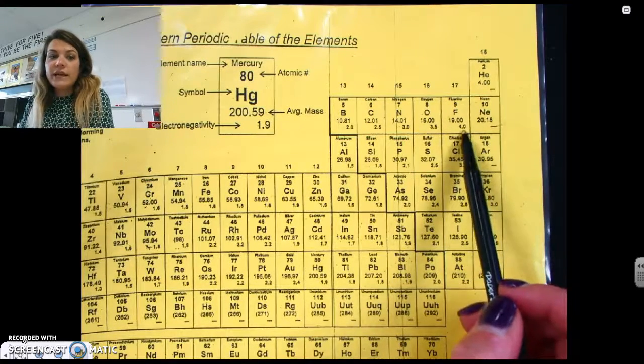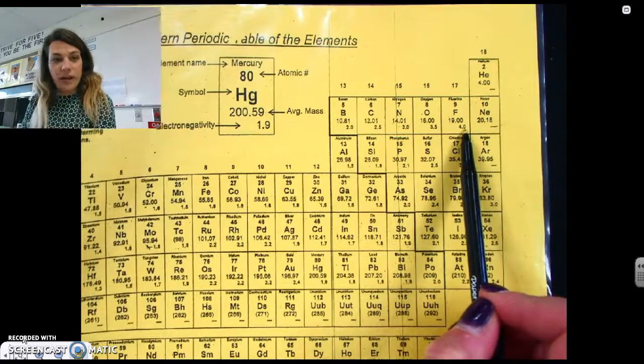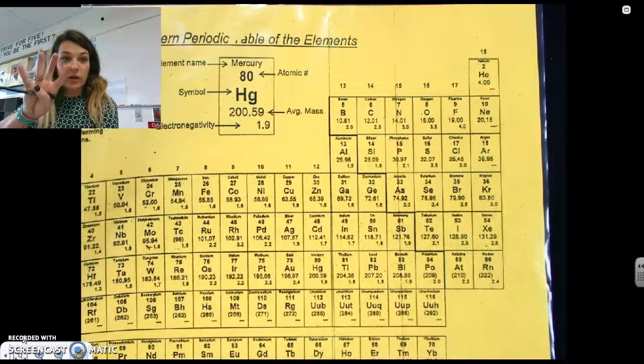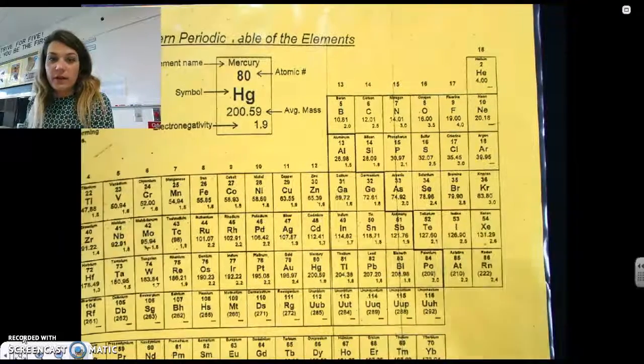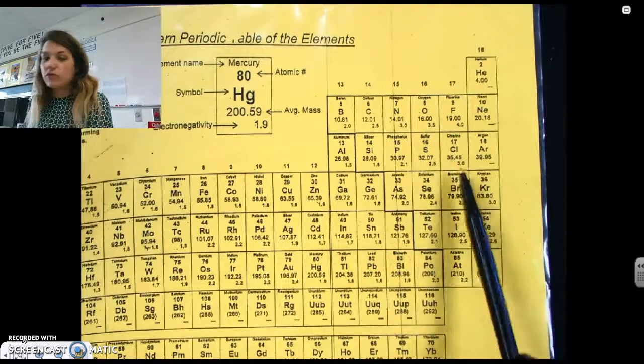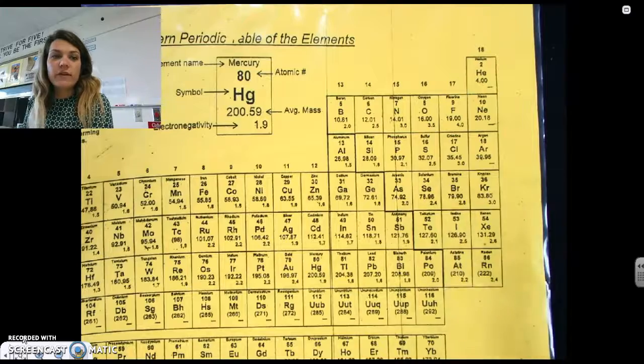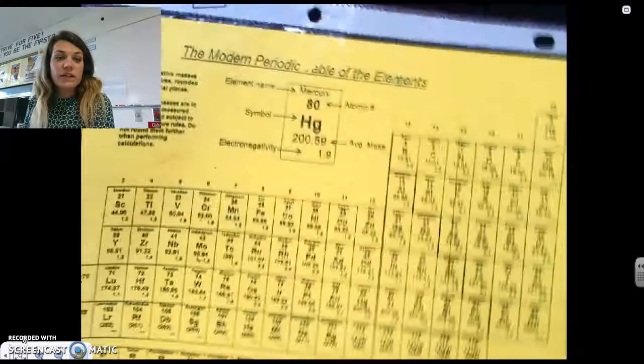So fluorine is actually the highest electronegative atom with a 4 electronegativity, where everybody else is smaller. So like oxygen is 3.5, chlorine is 3, sulfur is 2.5, etc. Okay? So that's it for this lecture.